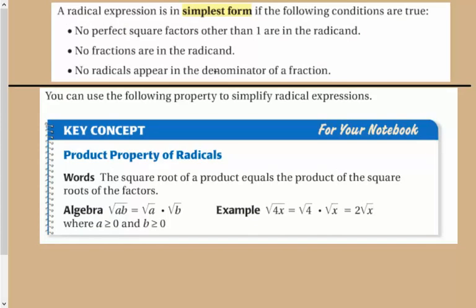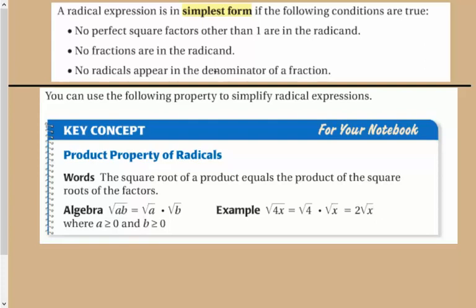Okay, so there's a lot of jargon here, a lot of lingo. The simplest form means no perfect square factors other than 1 are in the radicand, no fractions are in the radicand, and no radicals appear in the denominator of a fraction. So that's a lot. I'm going to show you guys how to simplify these.